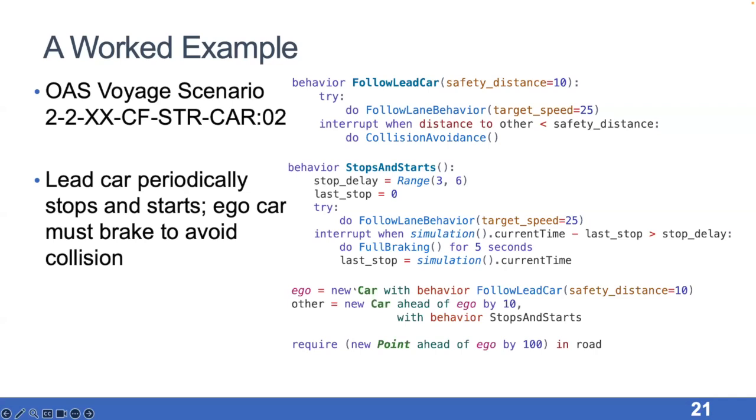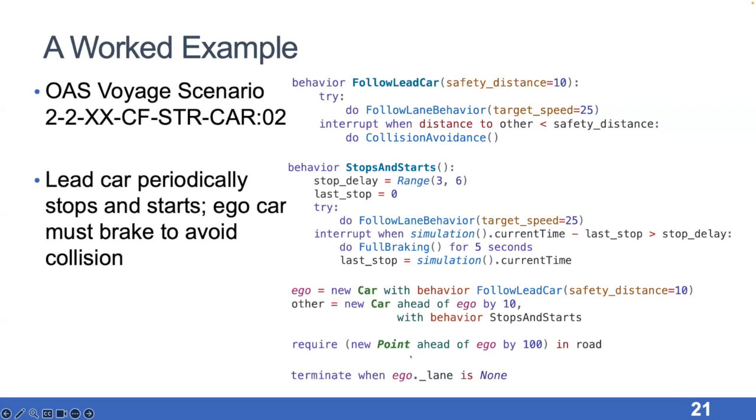And then we can create the cars using the kind of syntax we saw before. So here I'm just saying the ego car has this follow lead car behavior. The other car will put it 10 meters ahead with this stops and starts behavior. And for this one, just for simplicity, I want to make sure that we're on some straight stretch of the road. So I'm requiring that there's 100 meters of free road ahead of us, basically. So take a point which is 100 meters ahead, and that should still be in the road. Some simple way of requiring that I put in here.